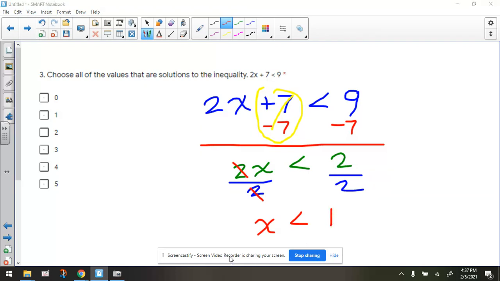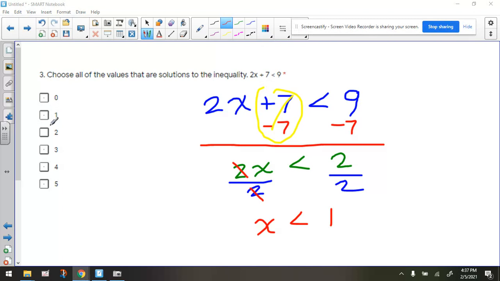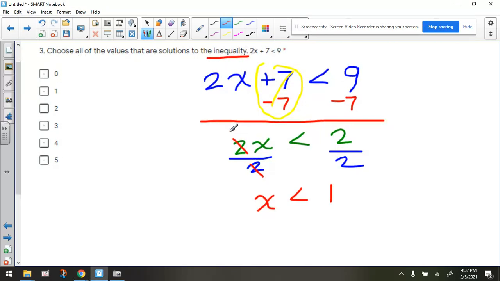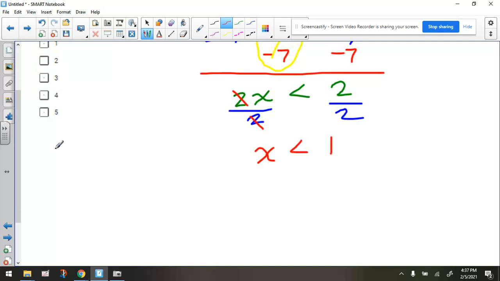But that's not what we're going to pick, because some of you are going to fall for that and say, oh, I see the answer. But remember, this is an inequality, so we probably should graph that. Let's make a number line.